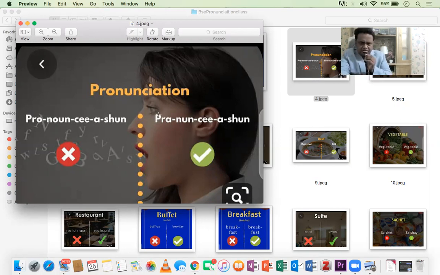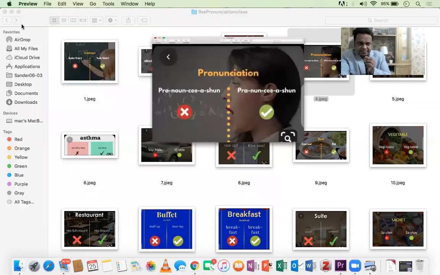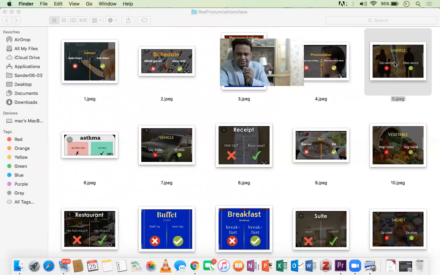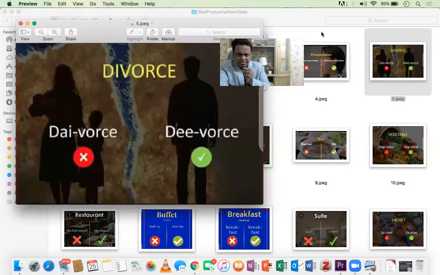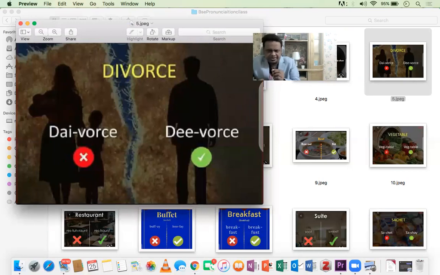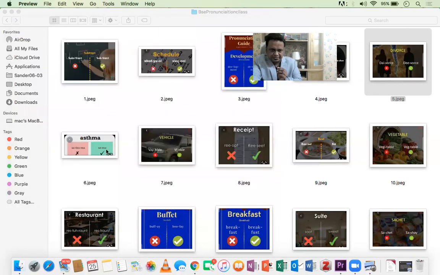So let's carry on. This one is pronunciation. And let's move to the next one. It's another very common one. A lot of people say divorce in the American way, but in the British pronunciation, we pronounce it differently. My friend just got divorced. So let's move to the next one.